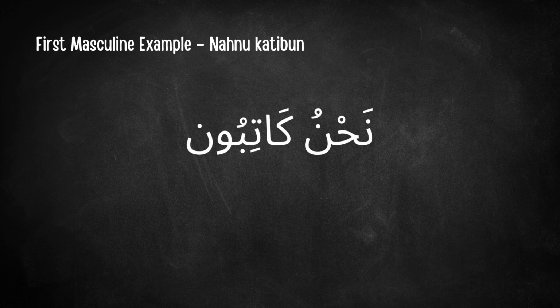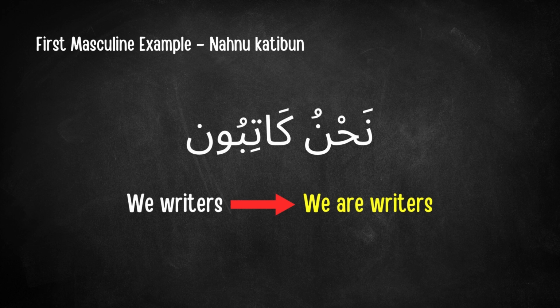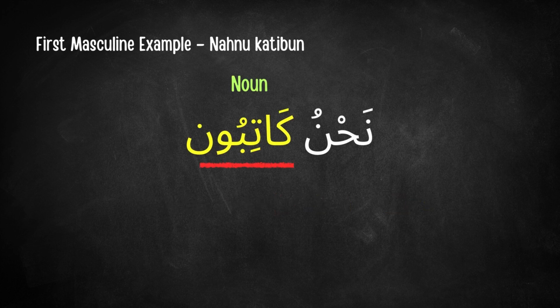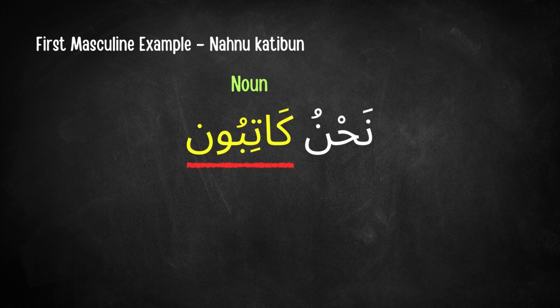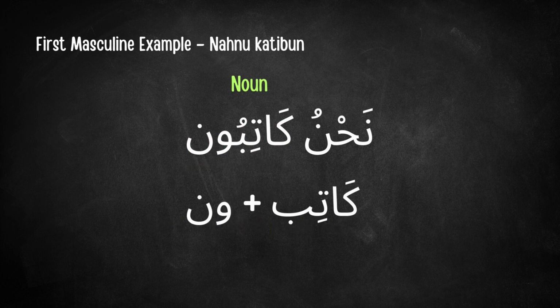First example, نحن كاتبون. نحن كاتبون means we writers, but it is understood as we are writers. The noun كاتبون means writers. It is a masculine plural noun. The noun كاتبون is formed by adding the suffix waw noon to the singular noun كاتب. كاتب plus waw noon becomes كاتبون.